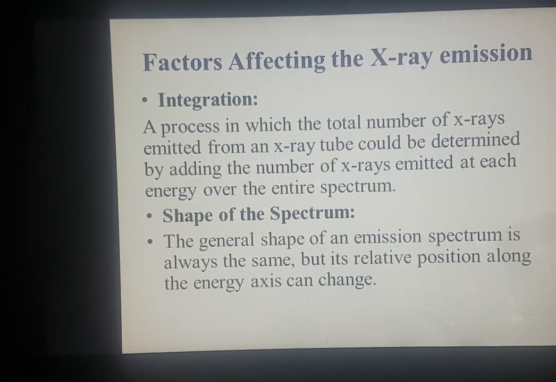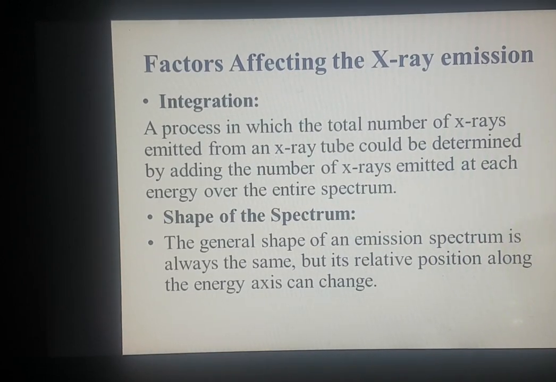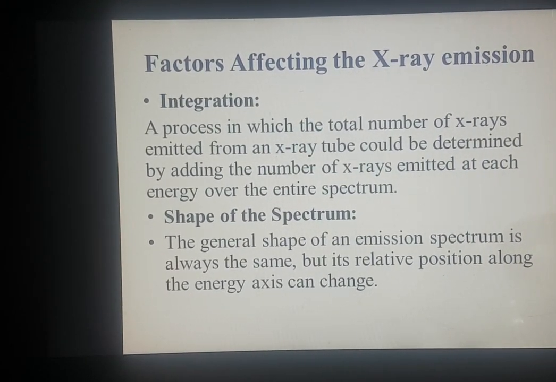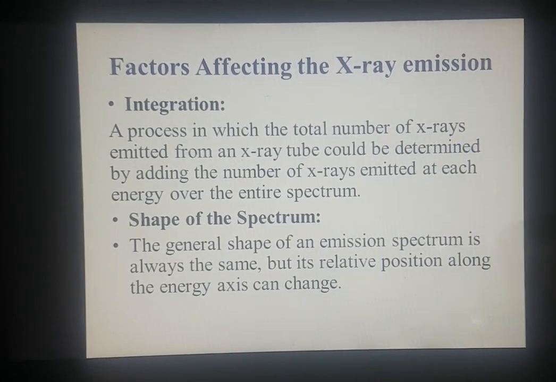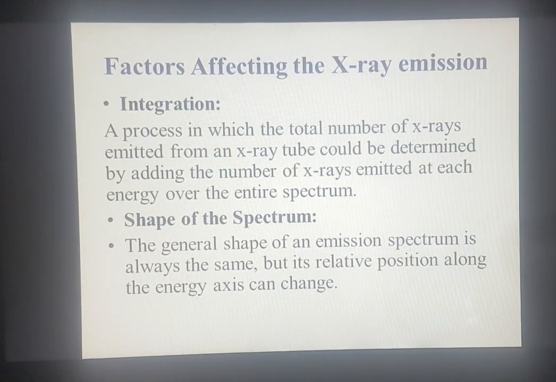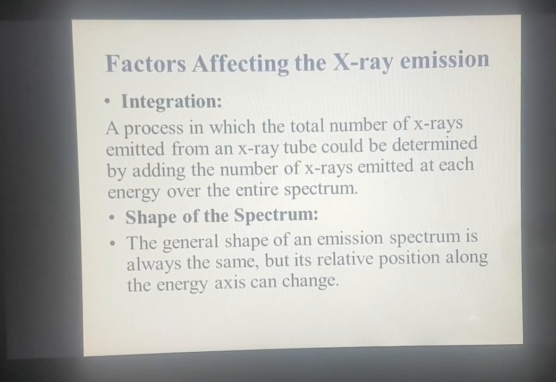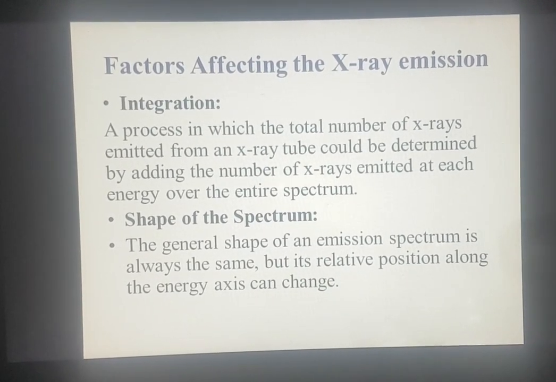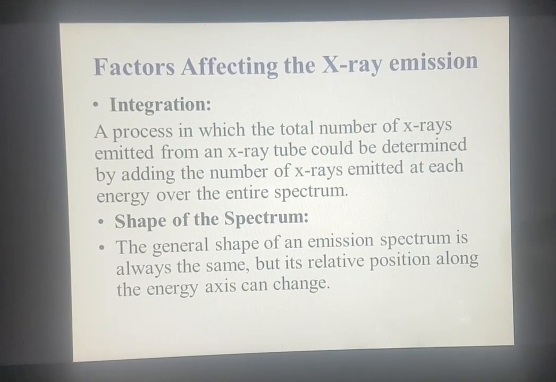The area under the curve actually represents the amplitude, and the direction, or we can say the position of the spectrum, actually determines the positive or negative shift of the X-ray spectrum. So each factor affects the amplitude or the area under the curve, and the negative or positive shift of the spectrum, both.